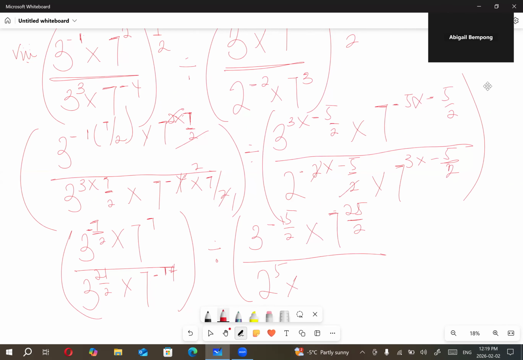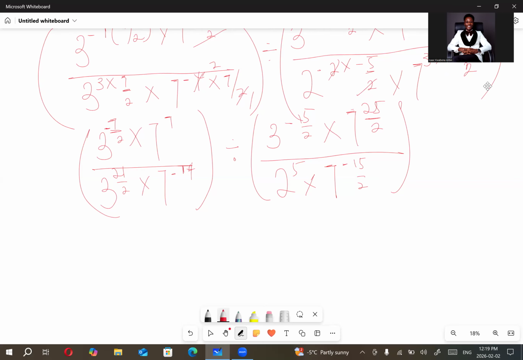No need to stress your head. Just put them on your calculator and you're good to go. 7 exponent minus 15 over 2. Then we do what we were doing in the previous example. I take the 3 top, 3 down, then I subtract them. They are dividing. So 7 over 2 minus 21 over 2, times 7 exponent 7 minus 4, 14. It will be plus 14.